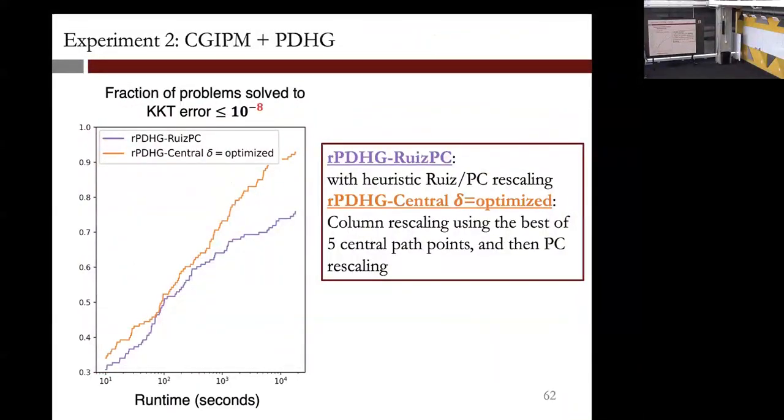Okay, all right. And so this was our method here in orange, on the 153 problems, all solved to a tolerance of 10 to the minus eighth, compared to standard restarted PDHG with what's called a Ruiz PC scaling, PC for Pock and Chambolle, believe it or not. So we do much better than them, especially out here. But the real thing is, how much better do we do than an interior point method?